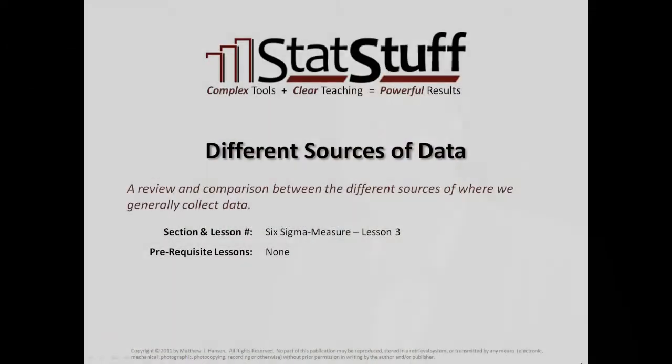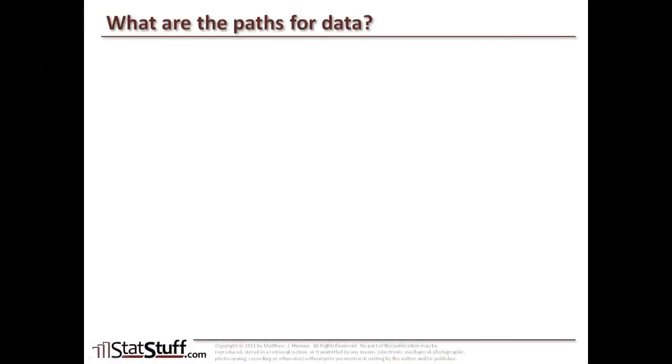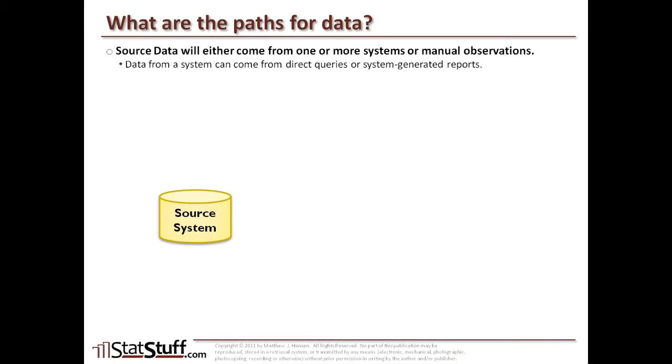In this lesson, we'll talk about the sources of where we generally collect data and compare the advantages and disadvantages of each. There are no prerequisites for this lesson, so let's begin by defining what those different sources of data are. Well, there are lots of different sources where we can gather our data. Source data can either come from one or more systems or even from manual observations.